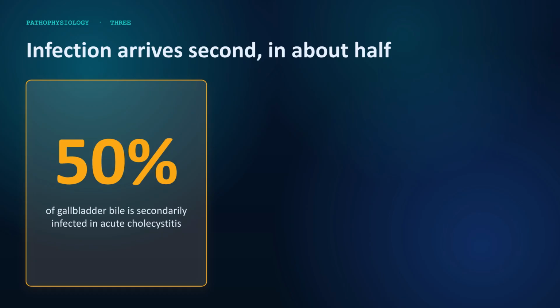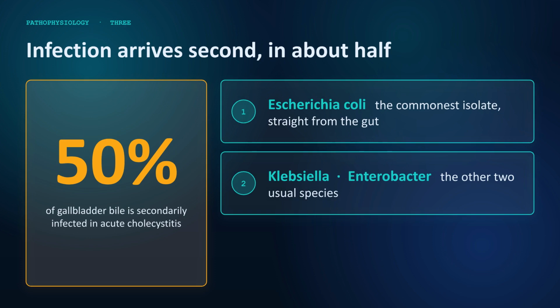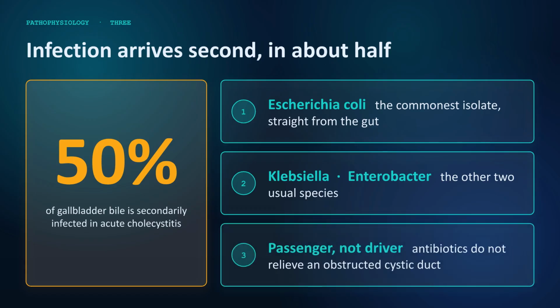The usual organisms come from the gut. Escherichia coli, Klebsiella, and Enterobacter species. Why does that matter? Because antibiotics treat the passenger and not the driver. Nothing truly settles until the obstruction is relieved, and that is why the definitive treatment is surgical. It also explains why blood cultures are often negative, even in an unwell patient. The infection is local, sealed behind an obstructed duct.